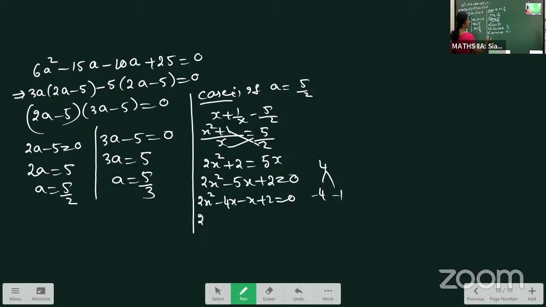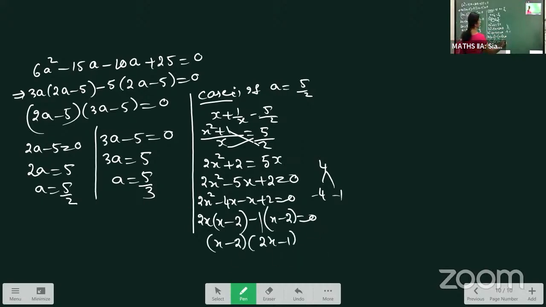Taking 2x common here, x minus 2. In the other term, take minus 1 common, x minus 2 is equal to 0. So again x minus 2 common, x minus 2 into 2x minus 1 is equal to 0. x minus 2 is equal to 0, 2x minus 1 is equal to 0. From here, x is 2. And from here, 2x is equal to 1, x is equal to 1 by 2.